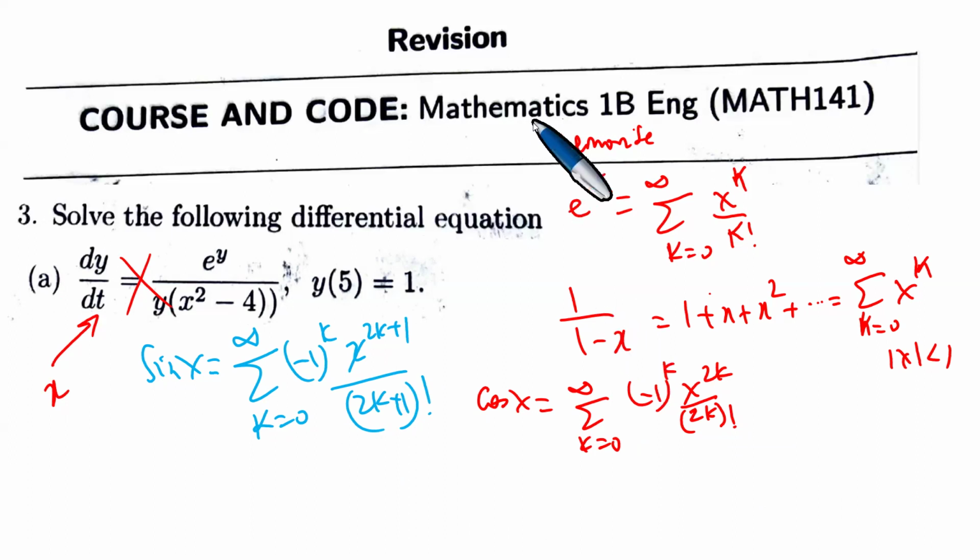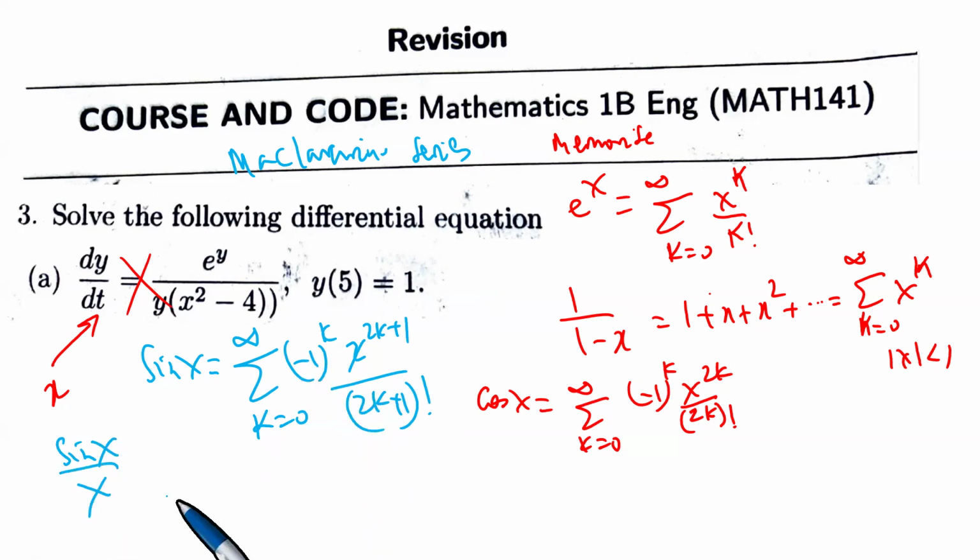Where are you going to apply it? You want to apply it when you have some problems, when you have questions. Where do you apply e to the power x and 1 over 1 minus x? When you are dealing with Maclaurin series. For example, when they say find the Maclaurin series of sine x over x, you must remember this one, and then you just divide this one by x. Those are the kinds of things where you need to remember this.